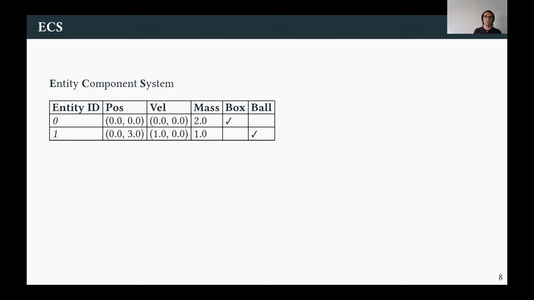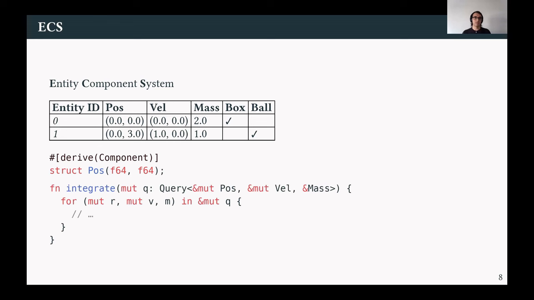So your world would be having these two entities, a box and a ball, and they would have some properties like position, velocity, and mass. And these properties are basically components. What is a component in code? Components are normal Rust structs, and you just add derive Component on top of them. So for position, for example, in 2D, you have two floats. That's it.